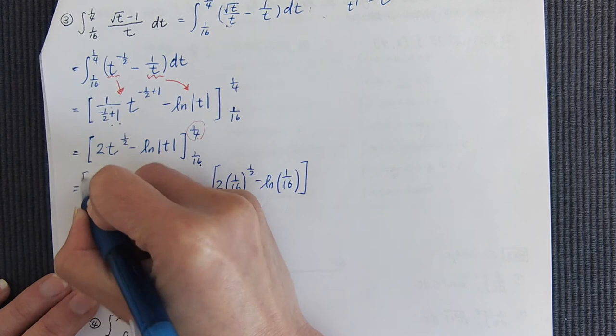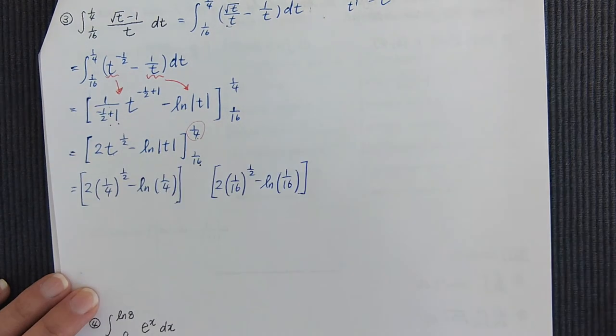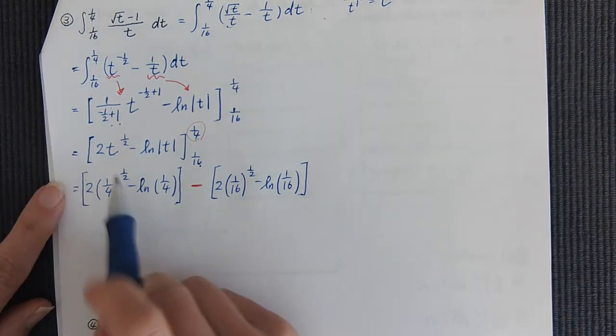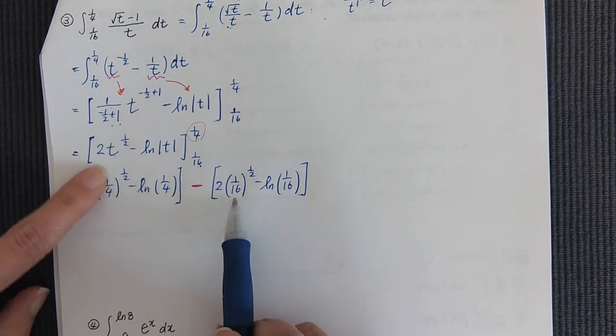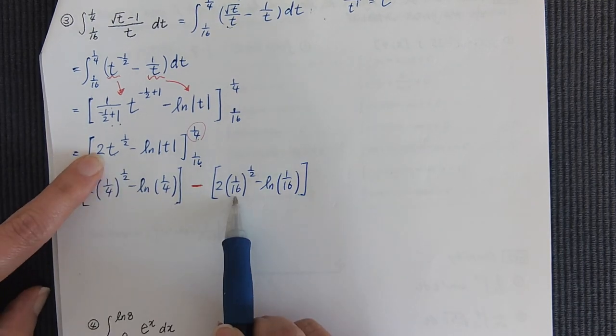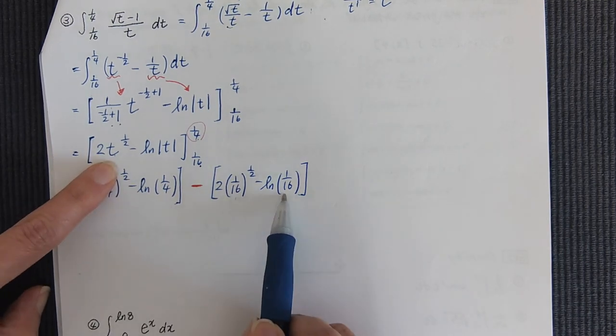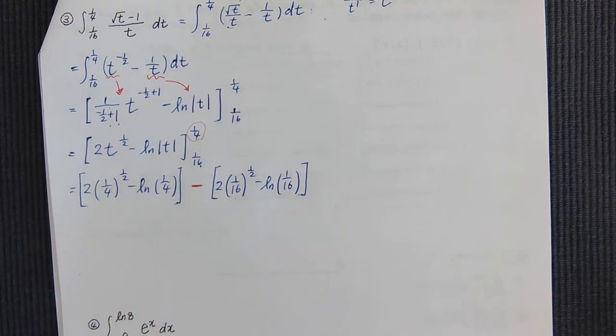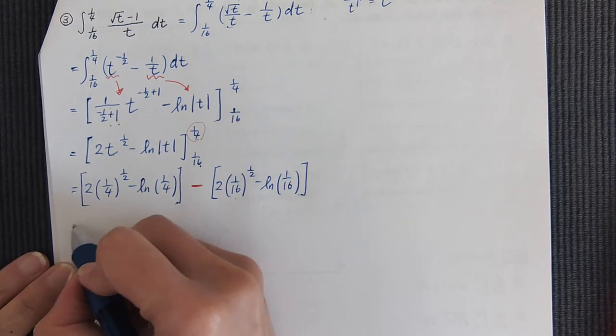Then I know we have to subtract each other. So you plug in the 1 over 4, you plug in the 1 over 16. So we did that, right? 2, 1 over 16 to the 1/2, minus natural log, 1 over 16. Make sure you subtract each other. So I'm just gonna simplify it. I'm sure you can do it.